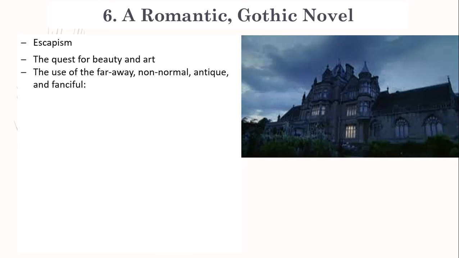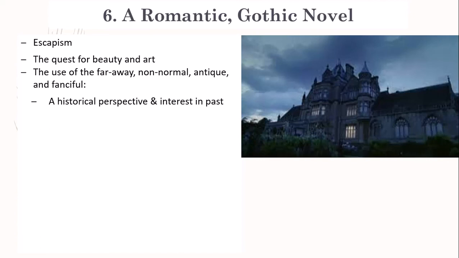There was a quest for beauty and art. So a lot of times the use of faraway or non-normal, supernatural, antique, fanciful locations. So Thornfield is a little bit fanciful. It's this beautiful, huge mansion and estate. Rochester is quite wealthy. And for a girl who came from this poor school, it would have been amazing. At the same time, it's not far away or antique, but it's not really normal either. And there's something going on there.